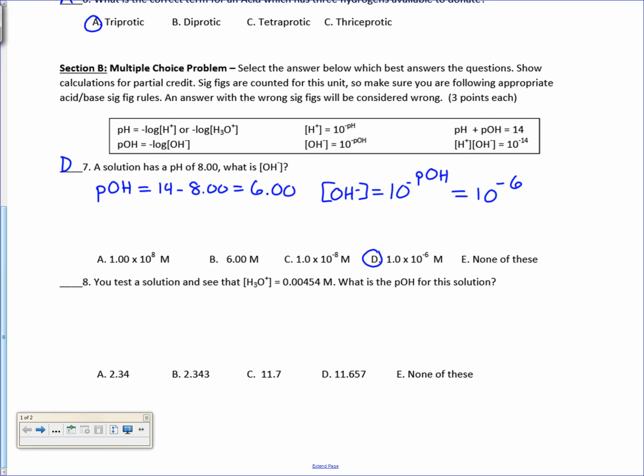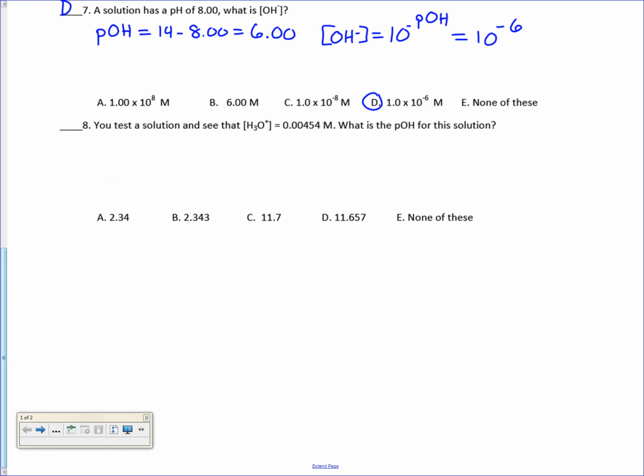Number 8, it says you test a solution, you see the hydronium concentration is 0.00454. What is the pOH? This one has a couple different paths that you can take. You can find the hydroxide concentration and then find pOH, or you can find the pH and then go to the pOH. I think the second option is better because I don't like that calculation between concentration of H plus and concentration of OH minus.